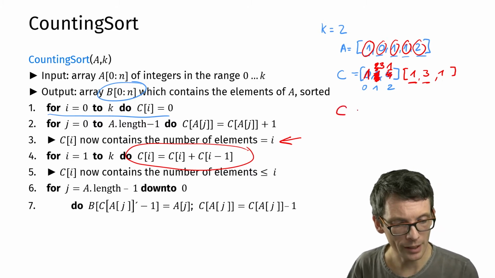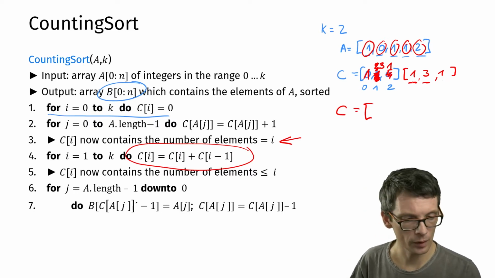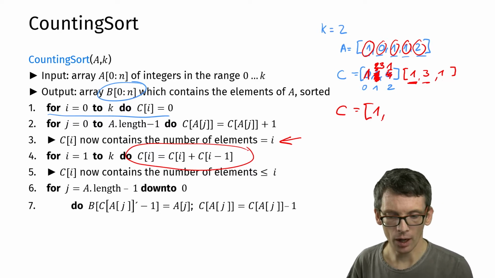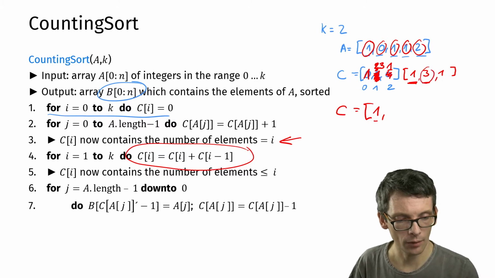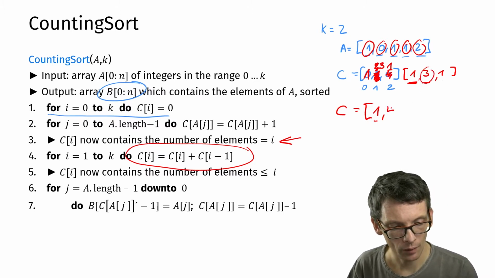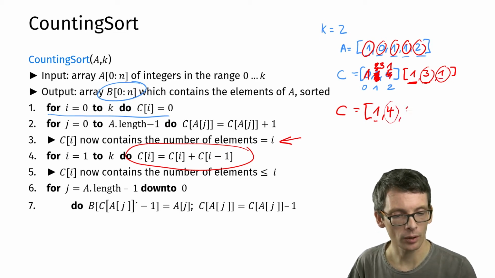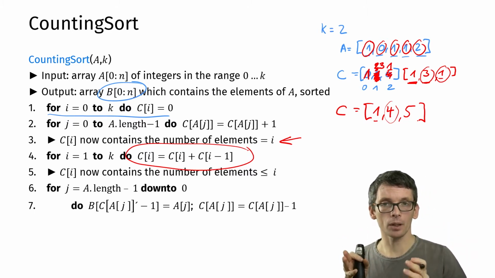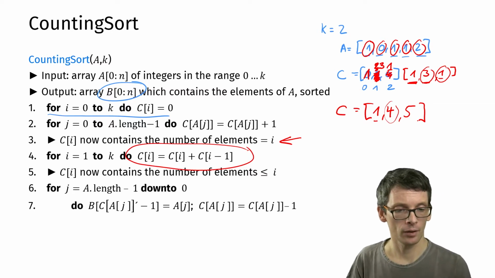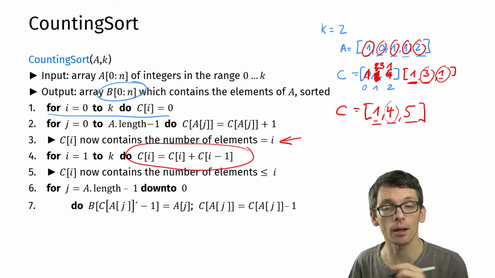So what my C now does, first of all, this 1 can stay. Now I say this number smaller equal 1 is this 1 plus this 3. So I get 4. And then the numbers smaller equal 2 is this 4 here plus this 1. So that's 5. So at this point, C stores the numbers smaller equal i. Smaller equal 0, I have 1. Smaller equal 1, I have 4. Smaller equal 2, I have 5 numbers.